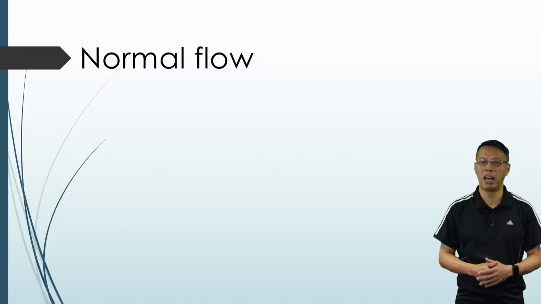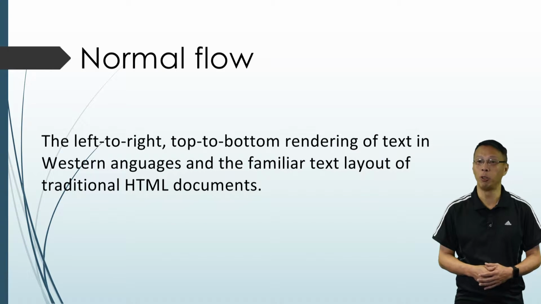There are ways to find out the normal flow of the CSS. The normal flow is always left to right, top to bottom, and it will render the text in Western languages and the familiar text layout of traditional HTML documents. Notice that some of the flow directions may be changed in non-Western languages.